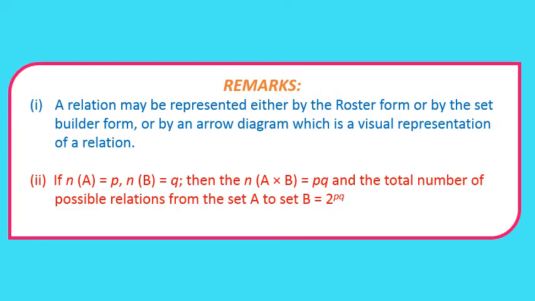Now if n(A) is equal to p and n(B) is equal to q, that is, the number of elements in the first set A is p and the number of elements in the second set B is q, then the number of elements in A cross B is what? pq, we know that. And the total number of possible relations from the set A to B will be 2 power pq. Okay, the total number of subsets is 2 power pq, and since a relation is a subset, the number of relations is equal to the number of subsets. Clear? If I am clear, so pause and note down the points.